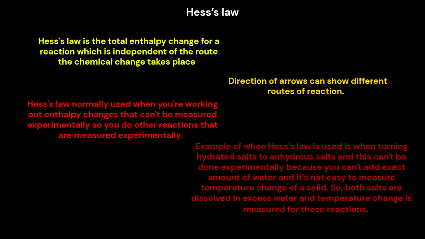Hess's law. Hess's law says the total enthalpy change for a reaction is independent of the route the chemical change takes. Direction of arrows can show different routes of reaction. Hess's law is normally used when you're working out enthalpy changes that can't be measured experimentally, so you do other reactions that are measured experimentally. An example is turning hydrated salts to anhydrous salts, which can't be done experimentally because you can't add an exact amount of water and it's not easy to measure temperature change of a solid. So, both salts are dissolved in excess water and temperature change is measured for these reactions.